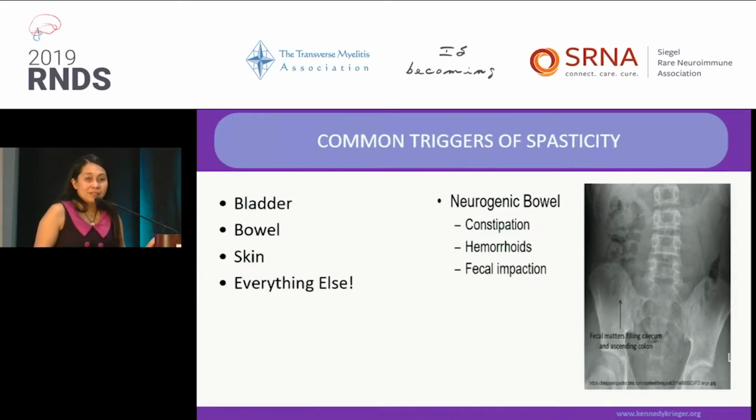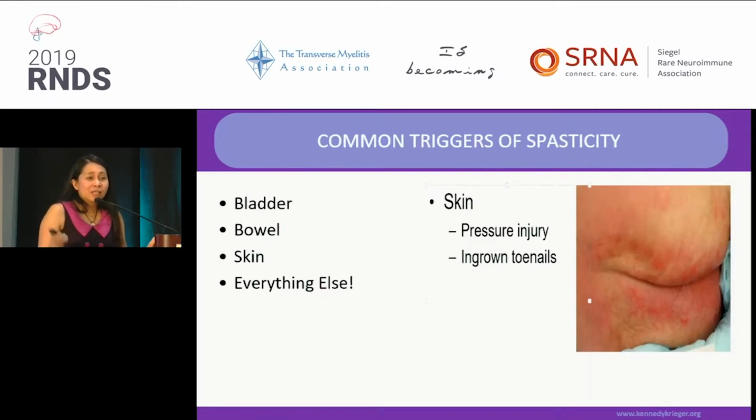Now with skin, that's why this is important for those who have decreased or no sensation. You have to do regular skin checks. Something as simple as an ingrown toenail. This is dermatitis-associated maceration. It's just like a diaper rash. It's too moist. It can trigger spasticity, so anything with the skin.